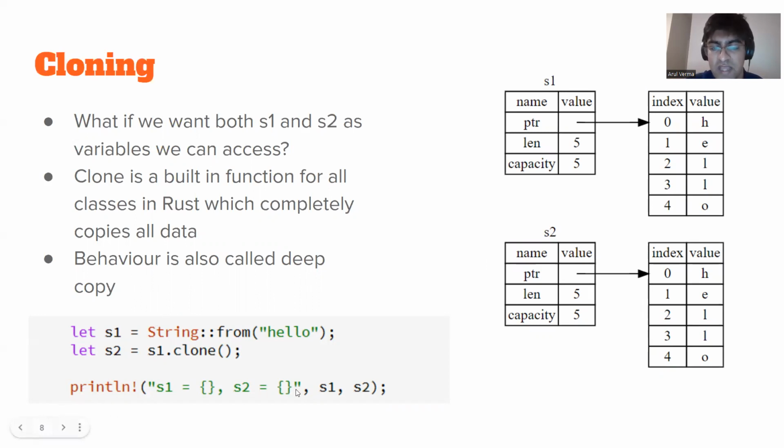So if we print s1, s2, we'll get "hello, hello." This will work. And if we try to change s2, s1 will not change. So this behavior is called a deep copy. It's used in almost all languages. Cloning is a universal concept, and it's something that you'll be working with a lot in 128 and 225.